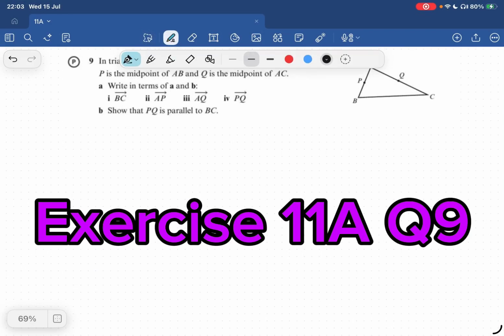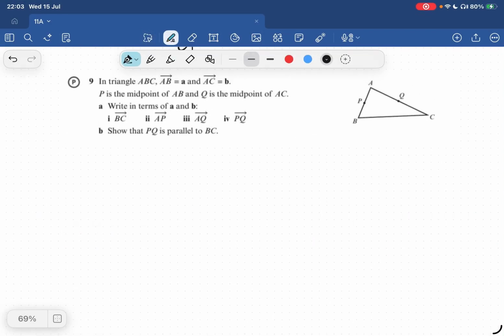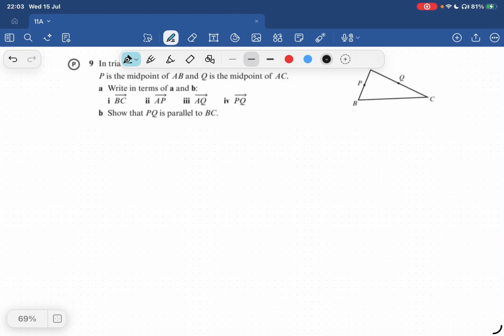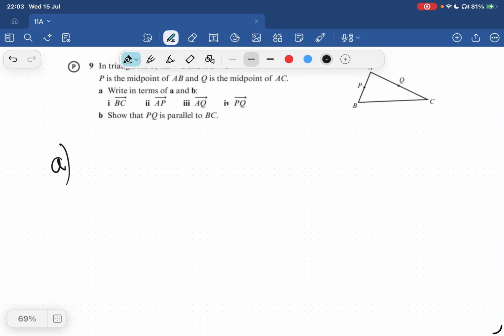Okay, here we have question 9. We've got this triangle where P and Q are both midpoints. This is a really nice combination of what we've been doing earlier plus question 8 beforehand. But if you haven't watched those, don't worry, you can still do everything in this question.